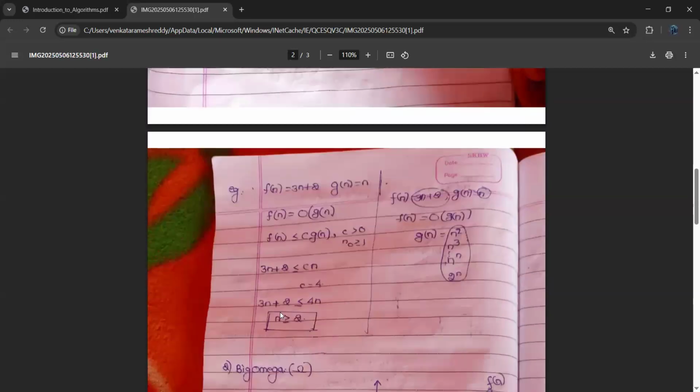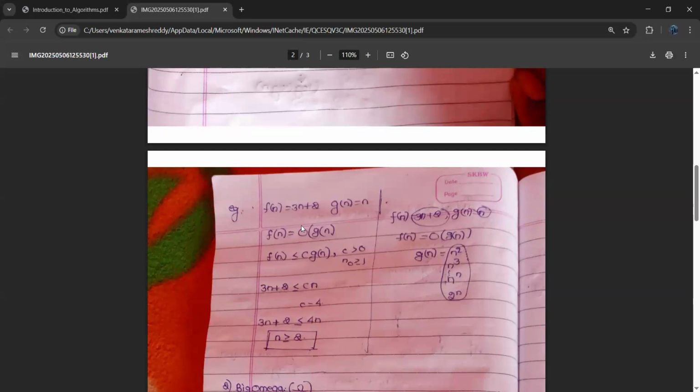Now let us take one example. Here see f of n is equal to 3n plus 2 and g of n equal to n. Now I am checking the condition: f of n is equal to big O of g of n. When can we say this? Where f of n is less than or equal to c into g of n, and also c is greater than 0, because 0 into something is not valid. That's why c should be greater than 0 and n naught should be greater than or equal to 1.